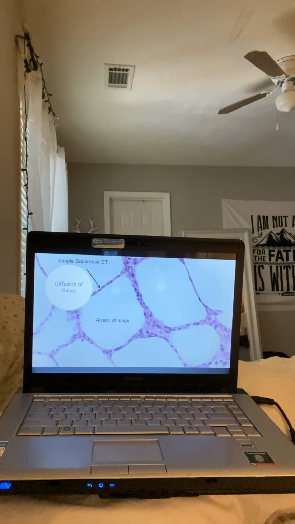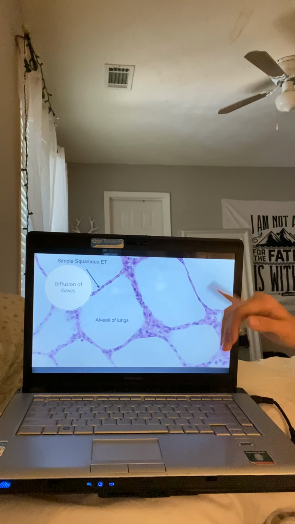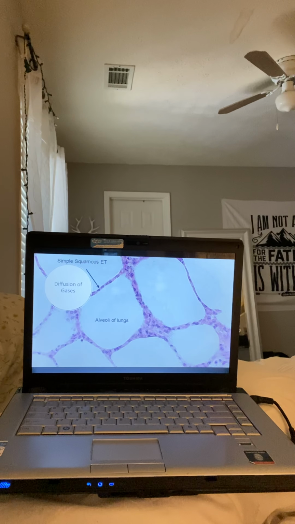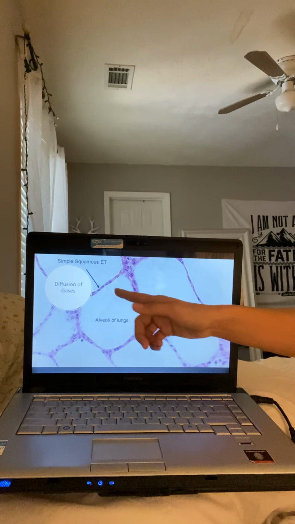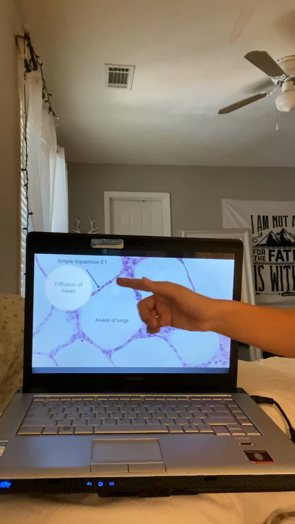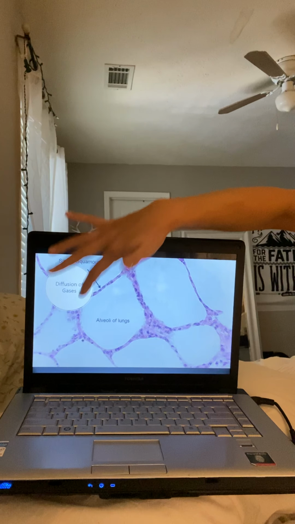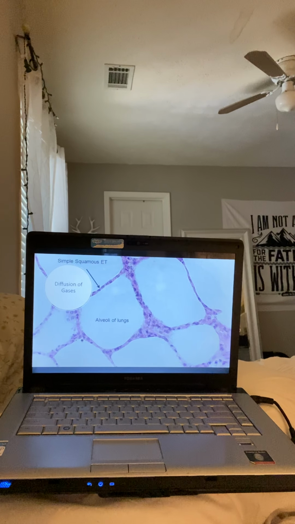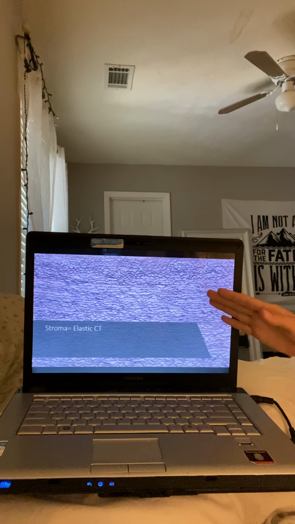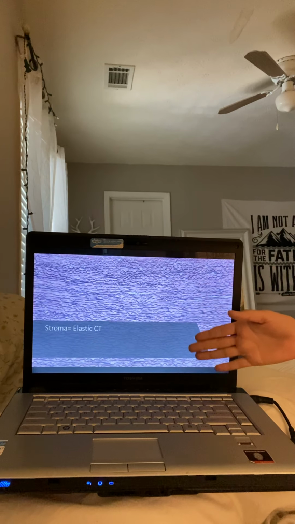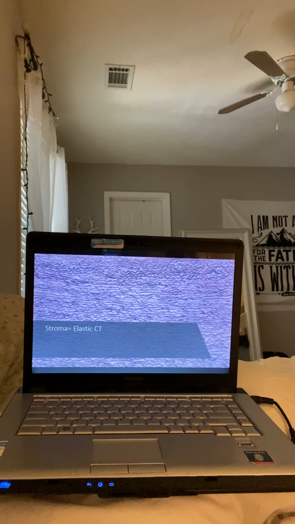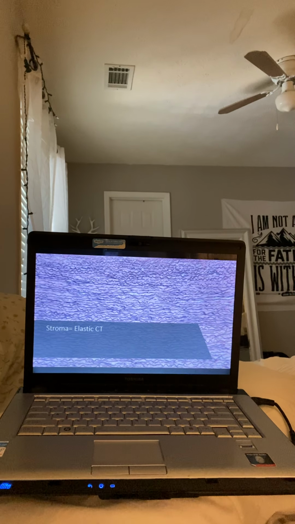There is a thin layer of squamous epithelium on the alveolar sacs. Here is an alveolus, and here you can see the simple squamous. It is just one single layer, so it is very thin, and it makes it easier for the diffusion of gases. The lungs themselves are made up of something called stroma, which is elastic connective tissue, and it allows them to stretch when you breathe in and breathe out.